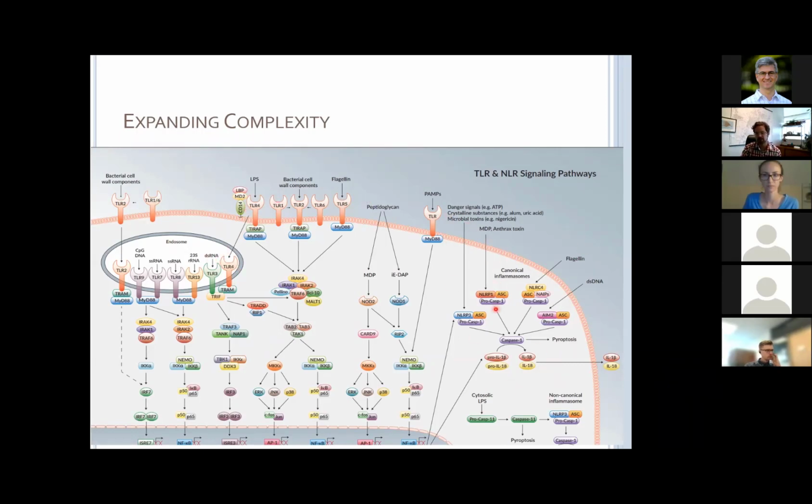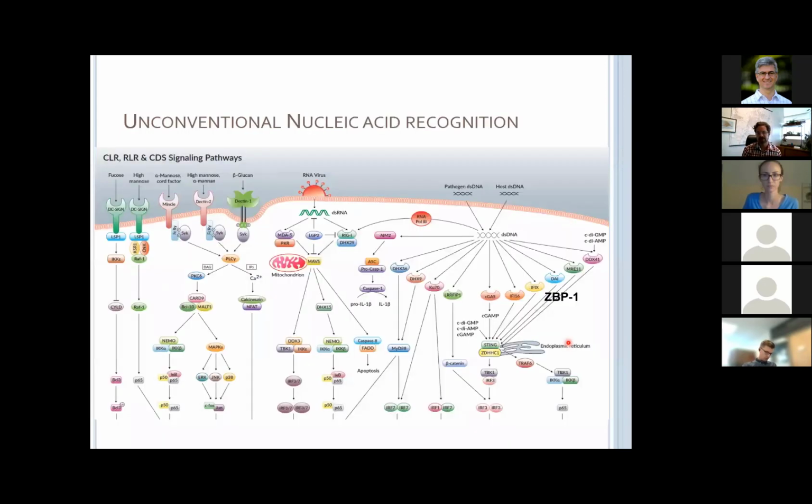As I said, we're still working on resolving some of the roles of the NLRs. Probably the biggest change in the last 5 to 6 years in terms of a new area of pattern recognition has been the expansion of the types of nucleic acids that are recognized. And so that's over here on this chart. All of these are pattern recognition receptors that are part of various other systems.